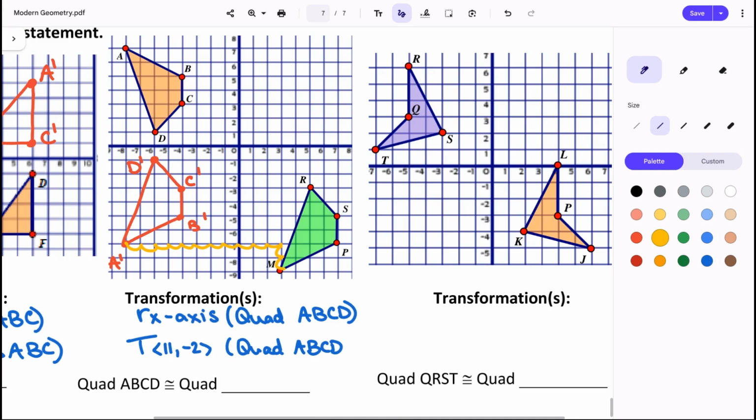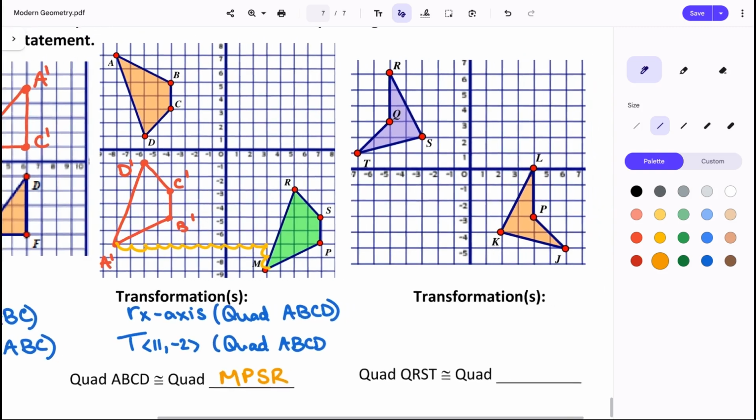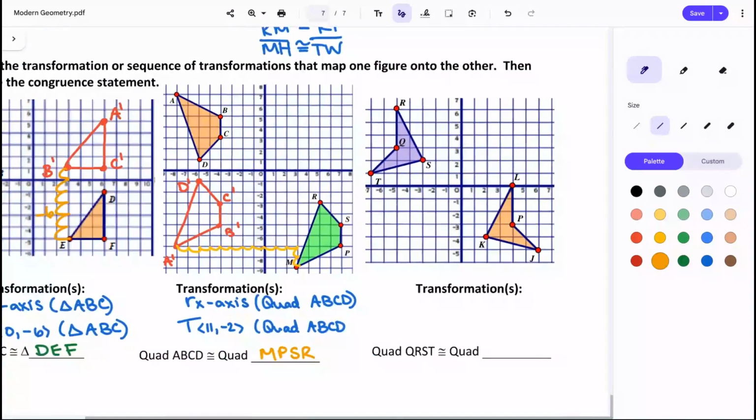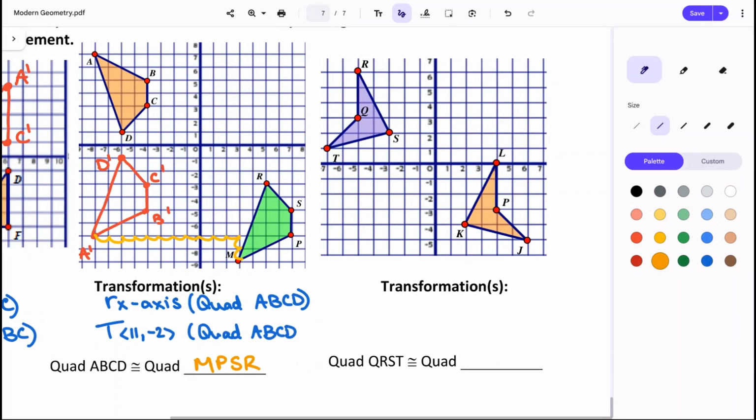How would you guys fill in your congruent statement here? DCBA. We started with A, B, C, D. So I want letters from the green shape. How would they go? MPSR. Good. M, P, S, R. Okay, why don't you guys try that third one on your own? See what you can do with it.